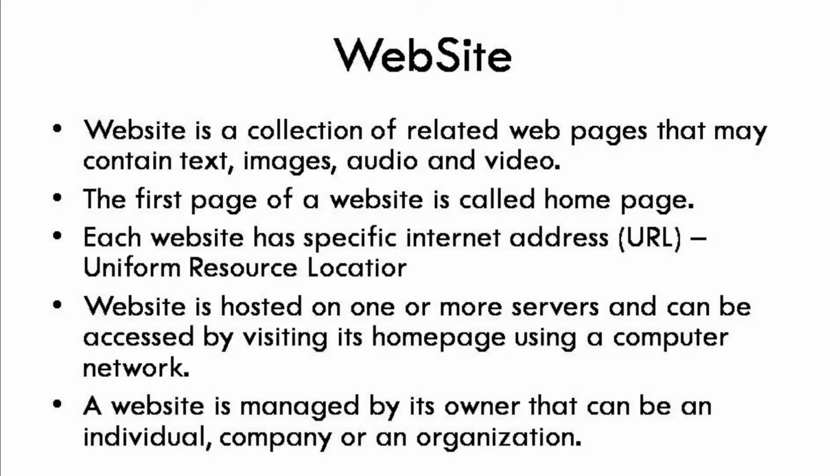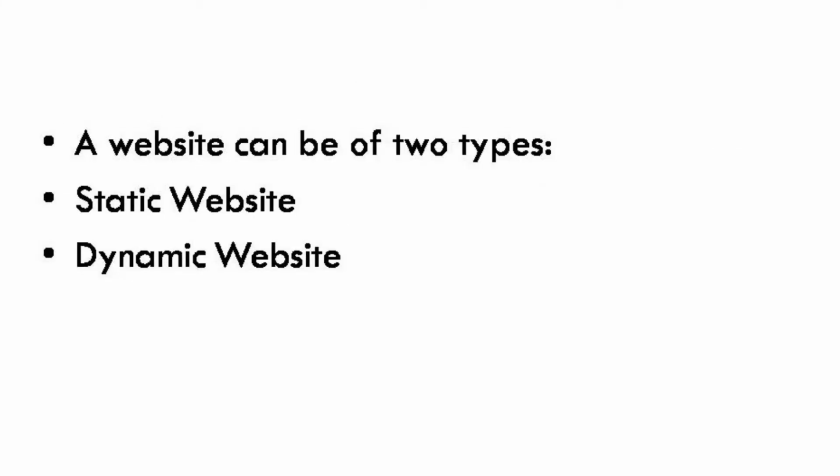A website is normally managed by an owner, which can be an individual, a company or an organization. So I can say our website www.sdmcujre.in is a website for our organization, SDM College, and it may contain static contents as well as dynamic contents. So normally websites can be of two types. The first type is called a static website, and the second type is called a dynamic website.